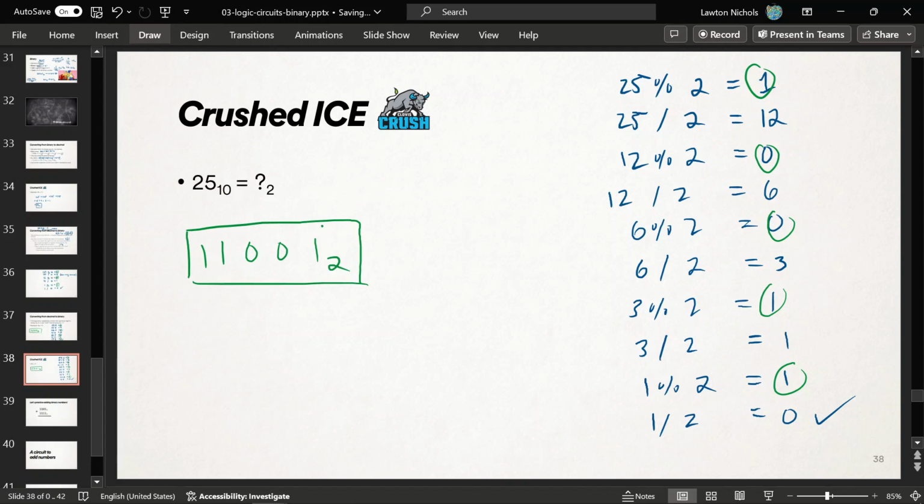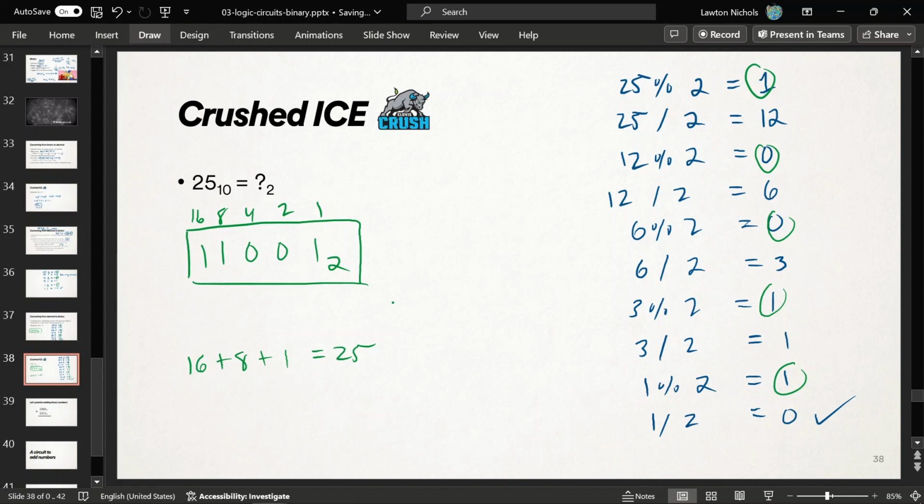And you can always check this. This is the 0's place, or the 1's place. This would be the 2's place, the 4's place, the 8's place, the 16's place. So just to quickly check, it's 16 plus 8 plus 1. Is that 25? Yeah, 16 plus 9, 25. That's how you can tell. That is what you wanted.